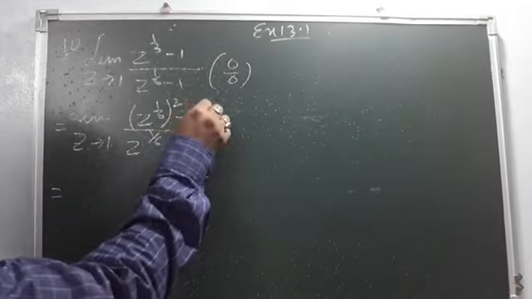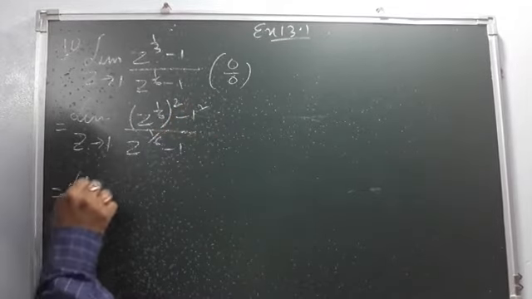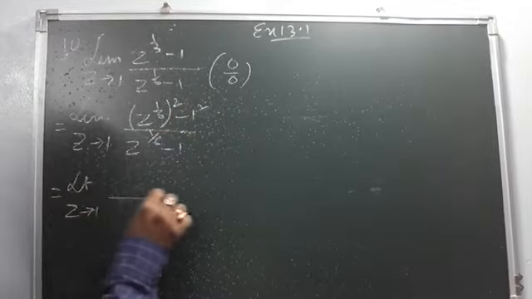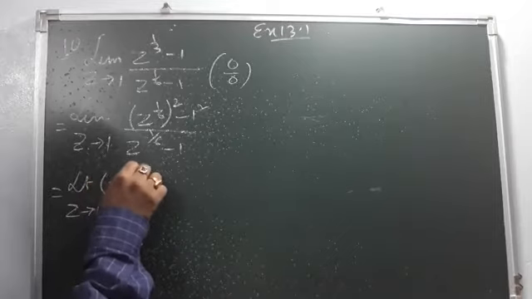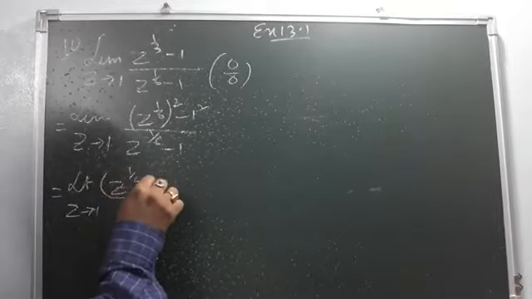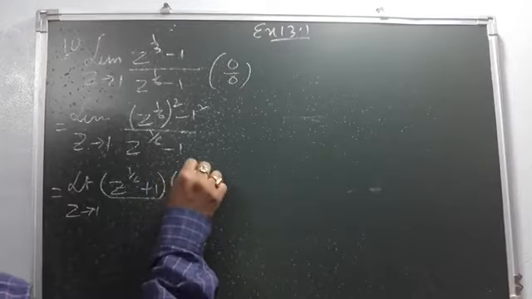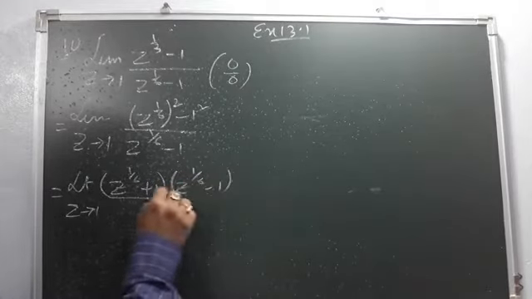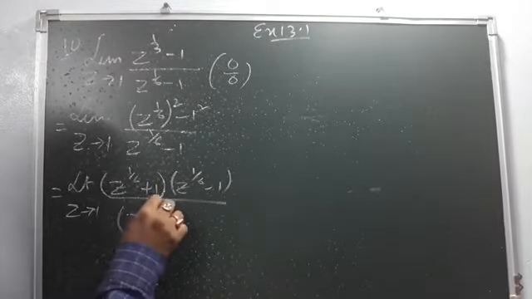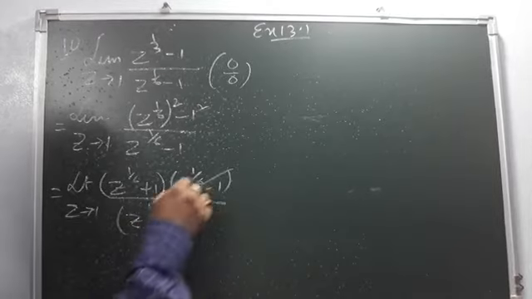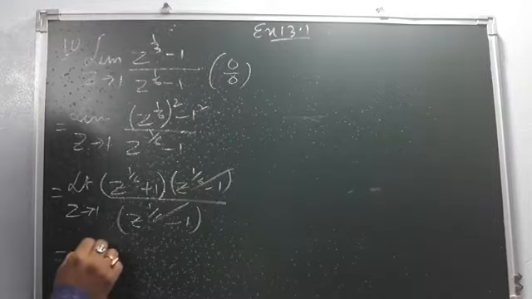Now it is a square minus b square formula, limit z tends to 1. It is z to the power 1 by 6 plus 1, z to the power 1 by 6 minus 1. So you will get a similar term, so we can cancel this one, and ultimately by putting z as 1, 1 plus 1, that is 2.